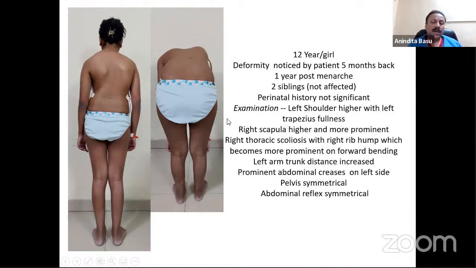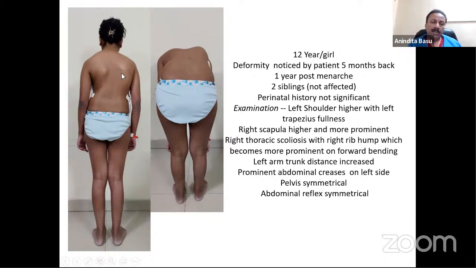The right scapula is higher, and if you see, this trapezial hump actually drives the left arm trunk distance at a higher level and more than the right arm trunk distance. And there is obviously this right rib hump and the right scapular prominence, which everybody knows is due to the main thoracic curve, which is typically on the right side.